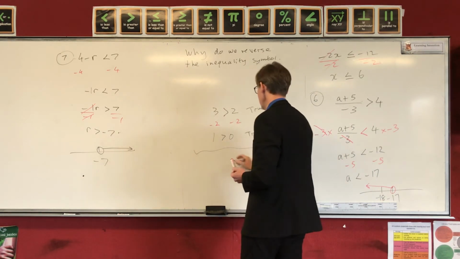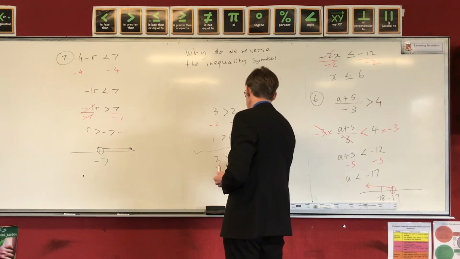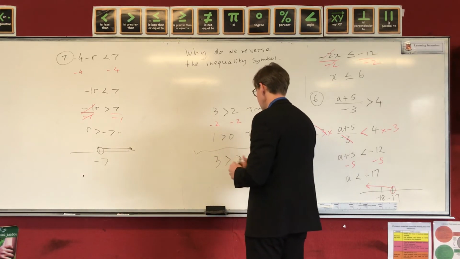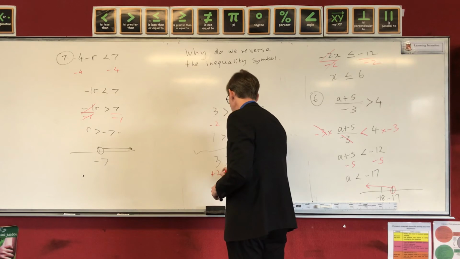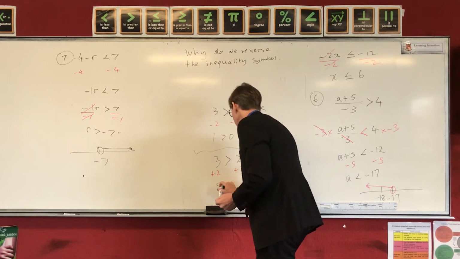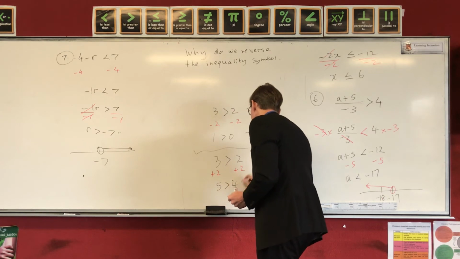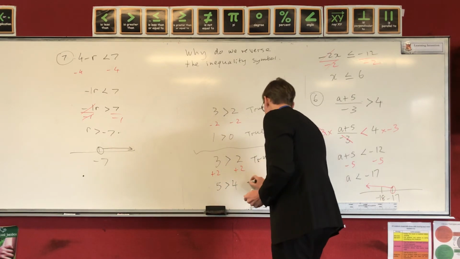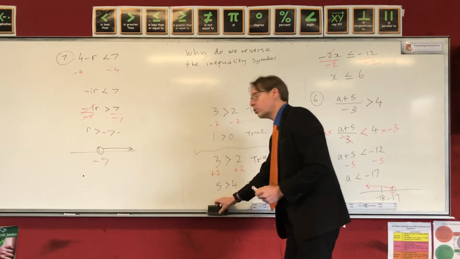Now, what if I start off with 3 bigger than 2 again? This time, what if I add 2 to both sides? Okay, so then I get 5 is bigger than 4. Now this is true, and this is true. So that's still a true statement, isn't it?